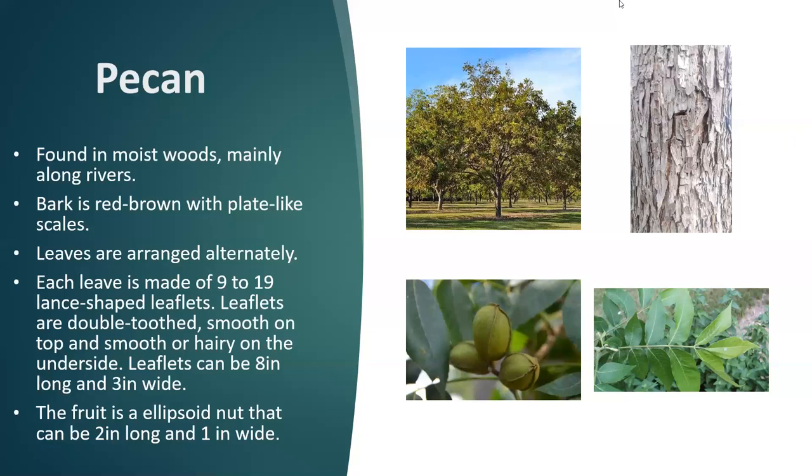Now, if you look at the specific nut, you can see that there's four flaps that the nut is going to open up into, and you'll find that seed inside. And if you look at these flaps, you can see they almost have raised ridges alongside the top. Just keep that in mind, because there's a few other species that we'll get to where the nut could look somewhat similar to this one, but it does not have those prominent raised ridges along the nut.